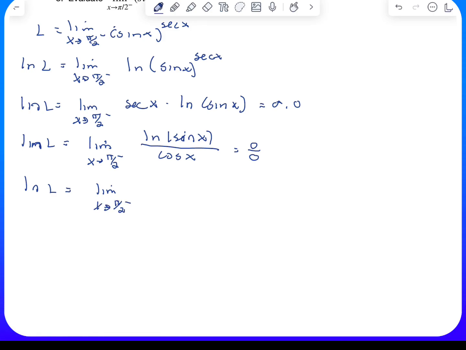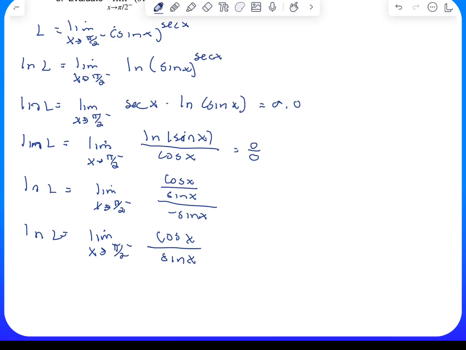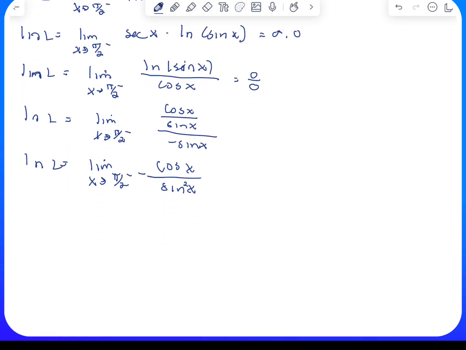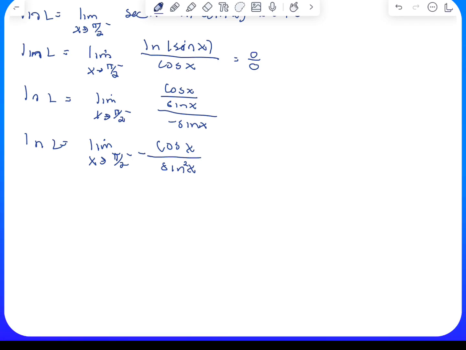So if I take the derivative of the natural log of sine of x, it starts by taking the derivative of the outside function, which is 1 over sine, and then times the derivative of the inside, which is cosine. So that's cosine over sine, and the derivative of the denominator is negative sine. Cleaning up that fraction, I end up with negative cosine of x over sine squared x. And then if I take the limit of the right-hand side, now I can substitute in pi over 2 from the left into that fraction, negative cosine of x divided by sine squared x, and I end up with 0.